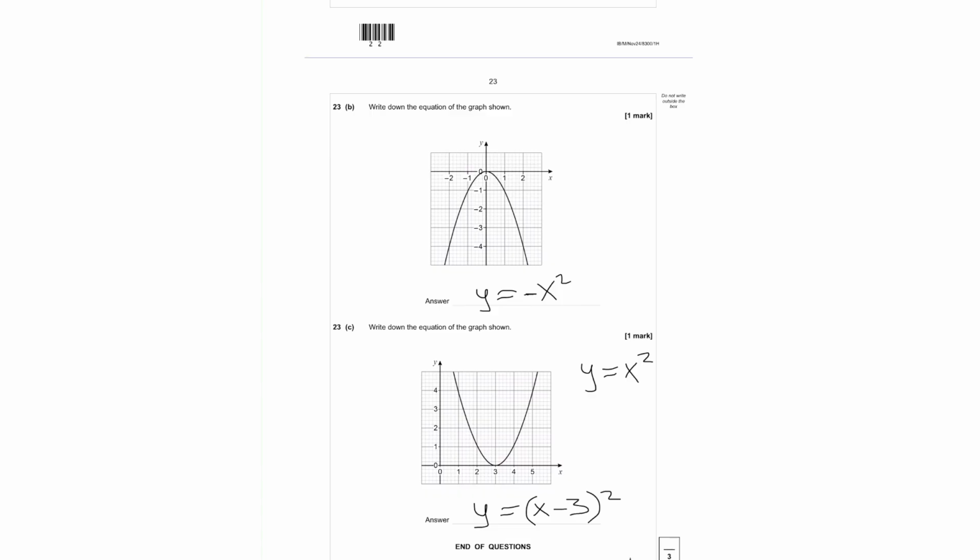And you can check that. When x is equal to 3, which we have here, we should have that y is equal to 0. So 3 minus 3 is 0, so that checks out. When x is equal to 4, we should get that y is equal to 1, and so on. So this all checks out.